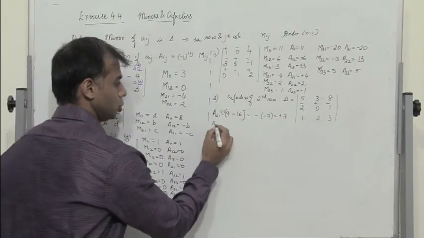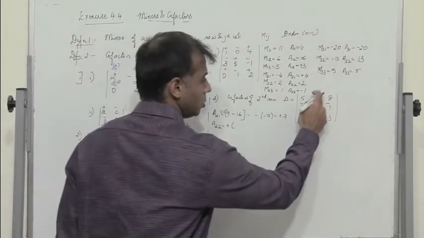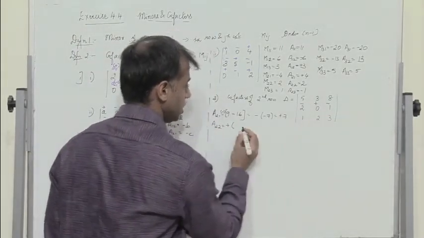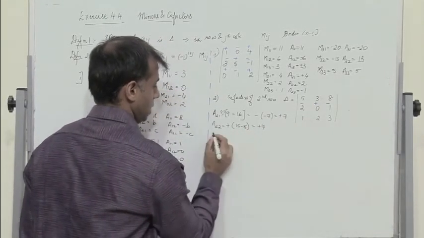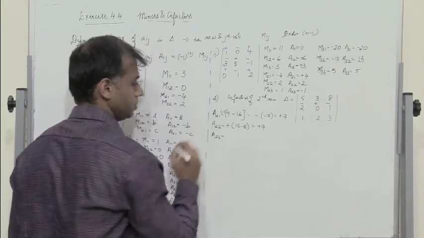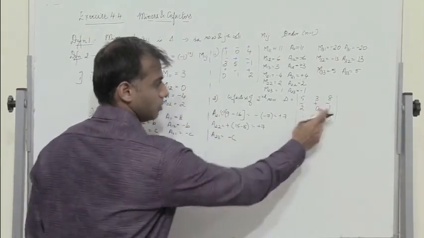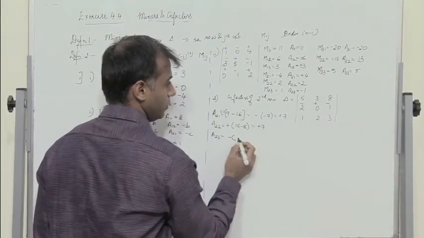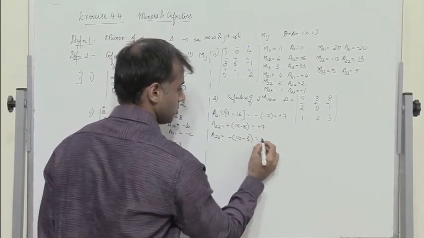So next A22 is plus of, leaving the second row in the second column, it is 5 into 3 is 15, minus 8, which gives me plus 7. Next A23, leaving the second row in the third column, minus of, I have a minus sign here, it is 5 into 2, which is 10, minus 1 into 3, so which gives me minus 7.